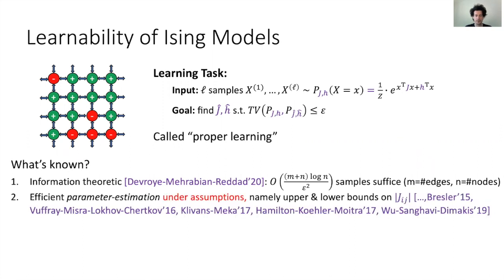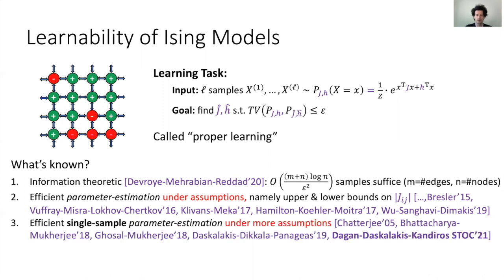From a computational perspective, a long line of research culminating in an exciting thread of recent work has shown that Ising models can be estimated computationally efficiently under assumptions about the strengths of the interactions, namely upper and lower bounds on the absolute entries of the interaction matrix. A different thread of work in probability and statistics, culminating in a recent work with Yuval Dagan and Vardis Kandiros in the same conference, has even provided single sample parameter estimation algorithms under more assumptions about the interaction matrix.